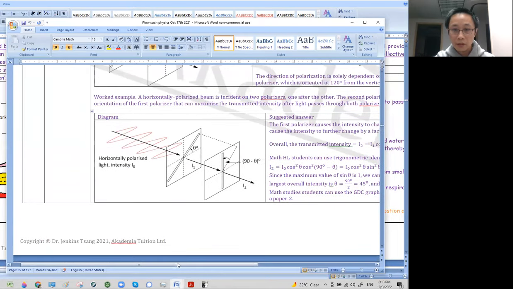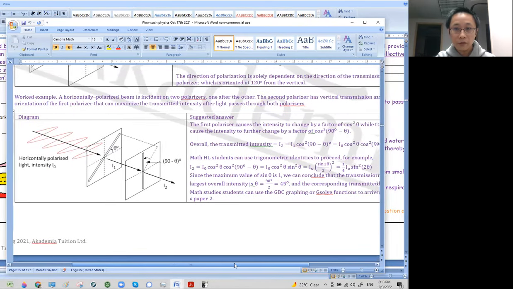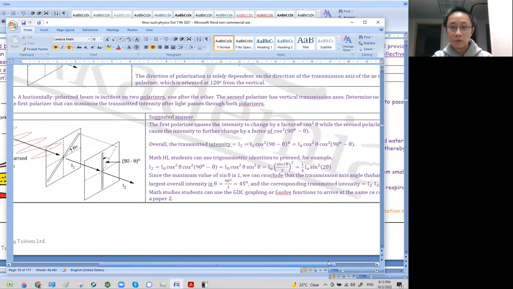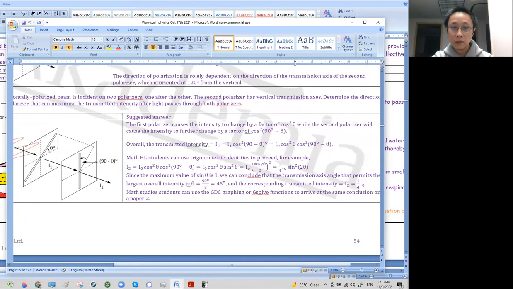And the best angle is basically 45 degrees, and that's because of this relationship: I transmitted equals a quarter times I naught sine squared 2θ. Of course, sine squared is maximum when the content of the sine is 90, so theta has to be 45. All right, moving on.